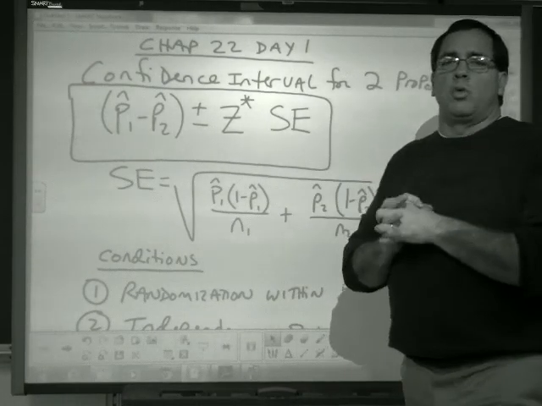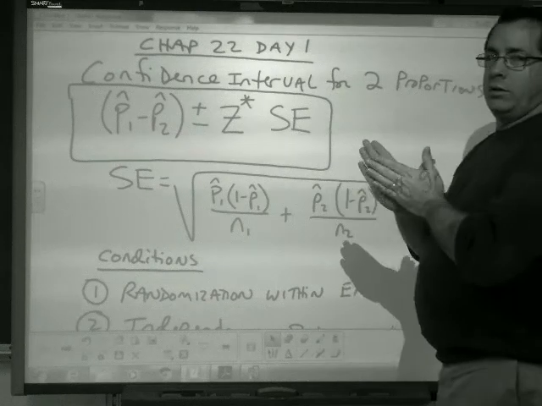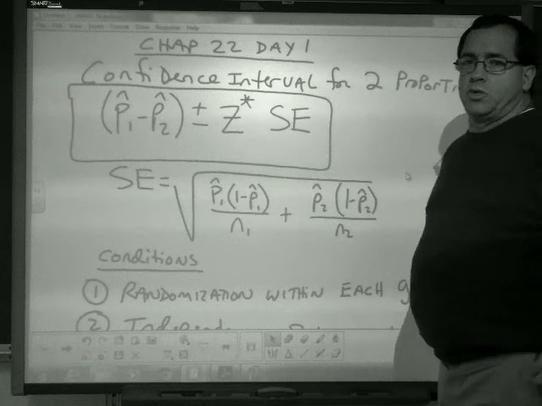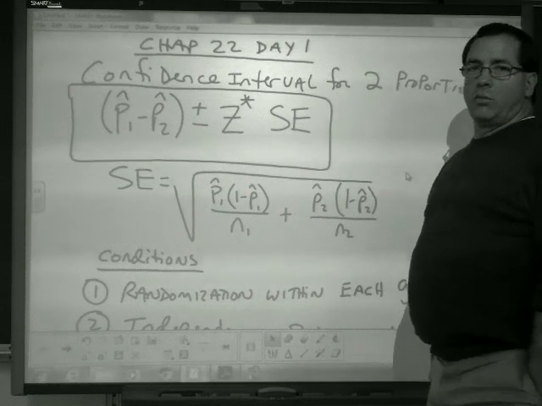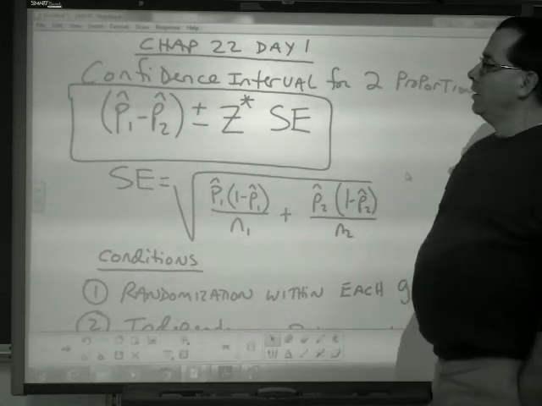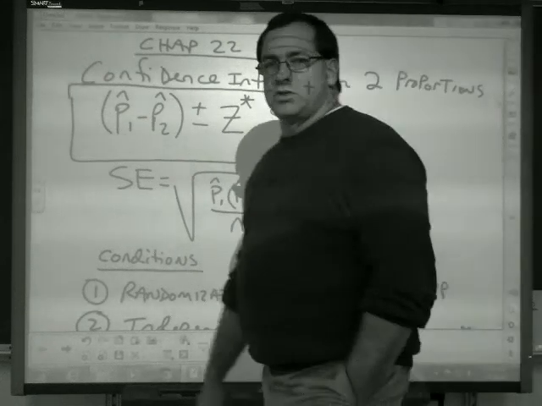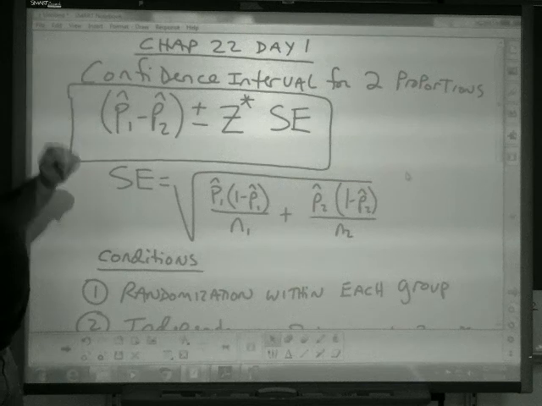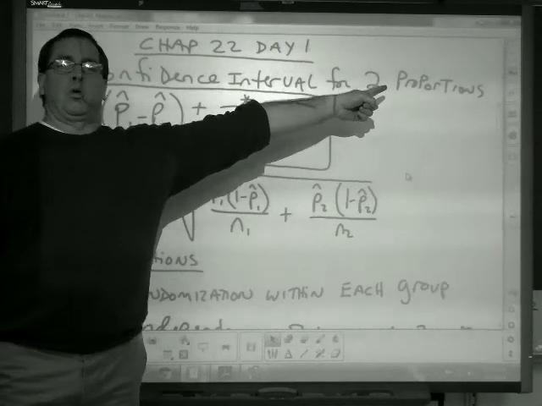Okay, chapter 22, day 1. In class we talked about and we looked at a situation of a confidence interval for boys and girls with green eyes. So here's the formal notes to go with that so you guys have them. So chapter 22, day 1 talks about confidence interval for two proportions.